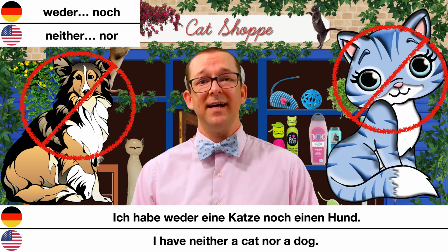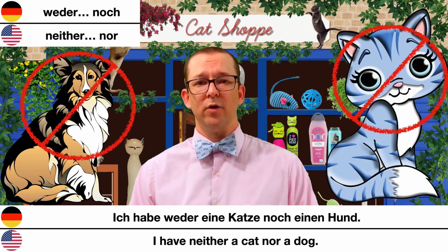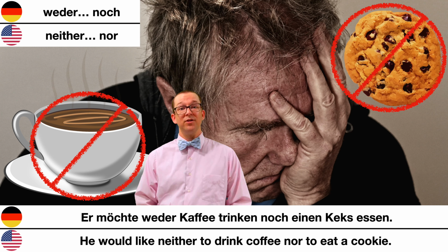Ich habe weder eine Katze noch einen Hund. I have neither a cat nor a dog. Er möchte weder Kaffee trinken noch einen Keks essen. He would like neither to drink coffee nor to eat a cookie.